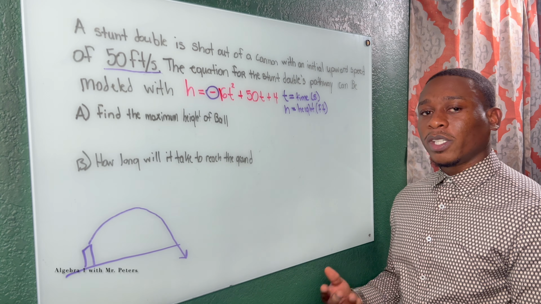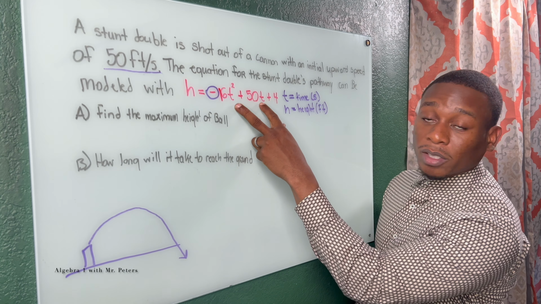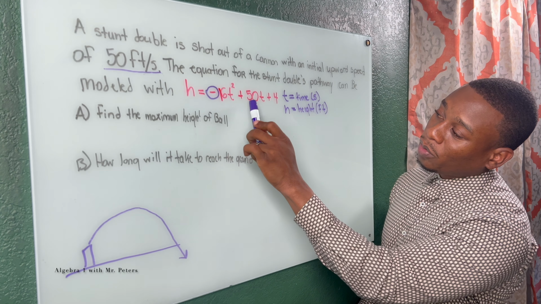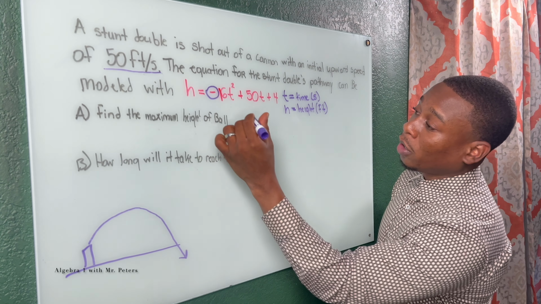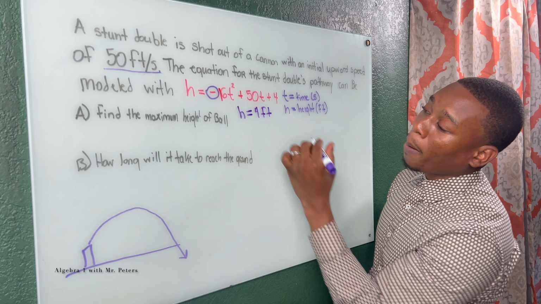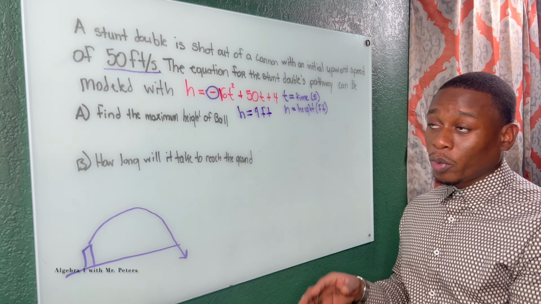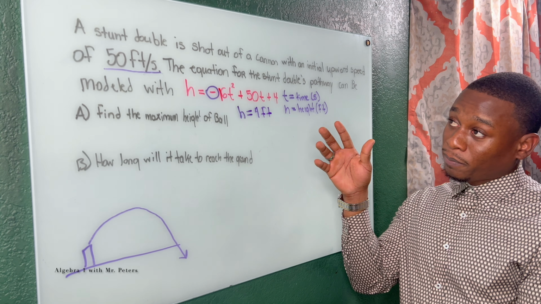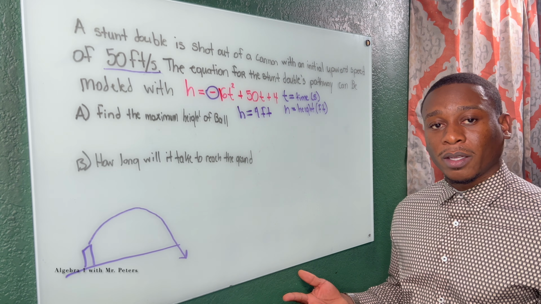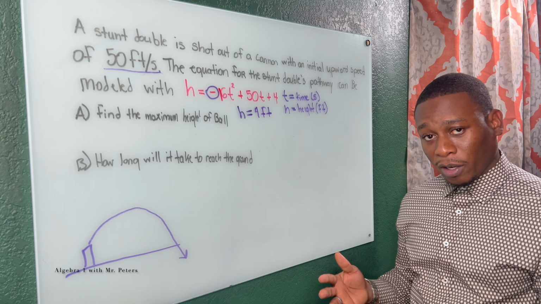If they're asking us for the initial height, they're saying, hey, at 0 seconds, so we plug 0 in for t, what is the height? So when we do that, we'll have 0 plus 0 plus 4. So we know h would be equal to 4 feet, meaning at the beginning, before the stunt double is shot out the cannon, they're 4 feet high. That's all that's saying. Now that we understand that, it asks us to find the maximum height of the ball.